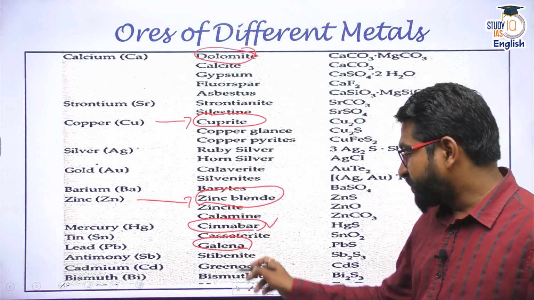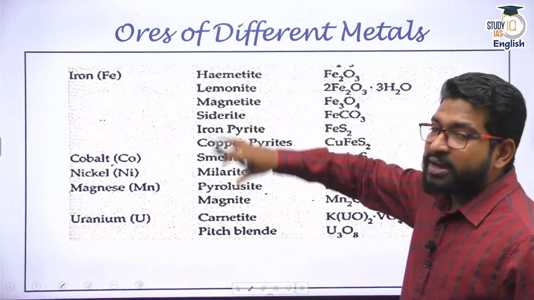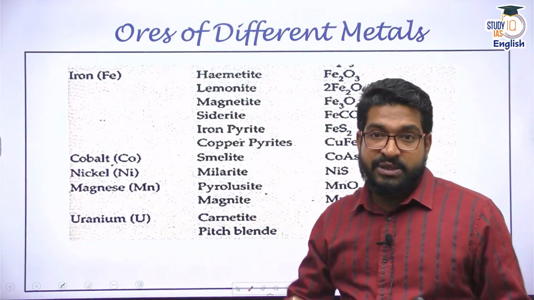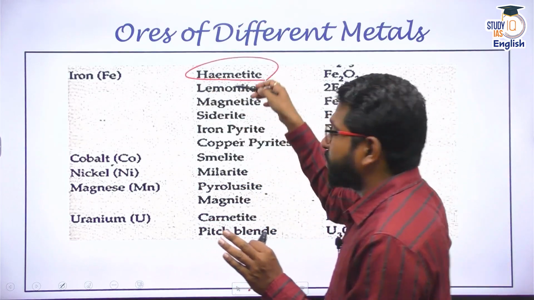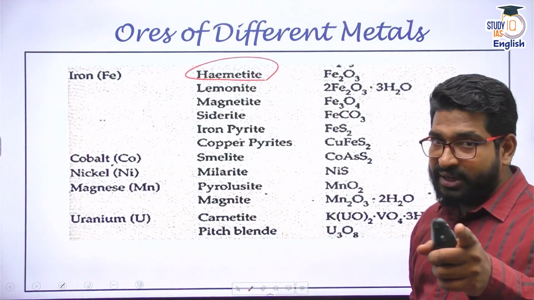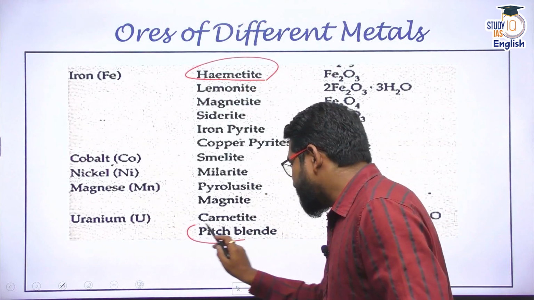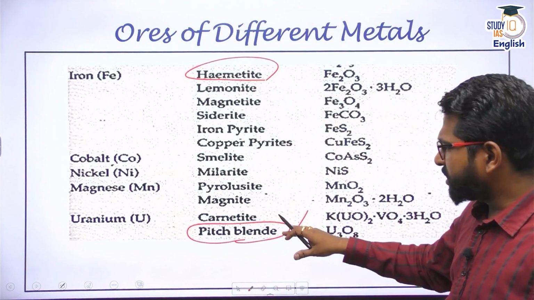Bismuth from bismuthite. And for iron, we have different kinds of ore, and the most exploited ore is hematite. We can also find magnetite, siderite, iron pyrite, etc. For uranium, we have pitchblende. Please remember this, because these are some peculiar ones. I would appreciate it if you remember pitchblende.